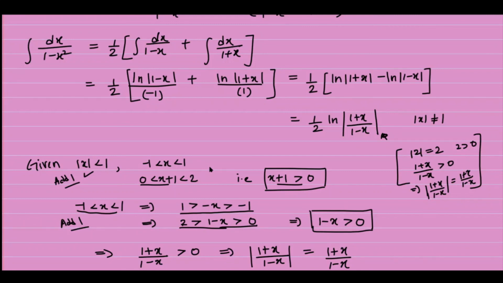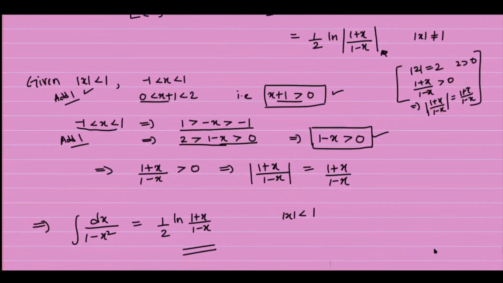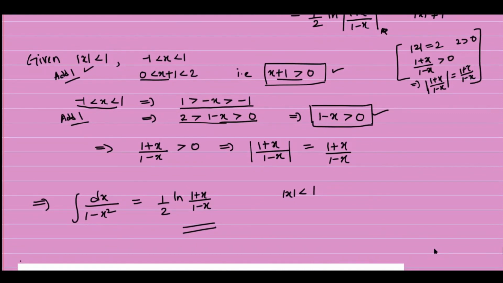So 1 minus x is positive. So numerator is positive and denominator is positive. So the ratio is also positive. So 1 minus x by 1 plus x is positive. Since this is positive, we can avoid the modulus sign, and hence we have integral dx by 1 minus x square is half log 1 plus x by 1 minus x, where mod x is less than 1.